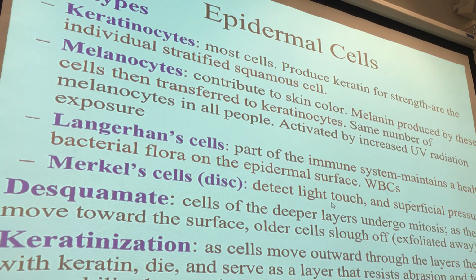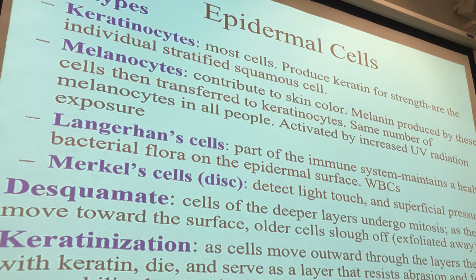These cells I want you to know: keratinocytes, melanocytes, Langerhans cells, Merkel cells. I want you to know these cells. They're very important. Now, in terms of the first one, there's a subtlety here. What are keratinocytes? Keratinocytes are the name of each individual stratified squamous cell. What do I mean by this?